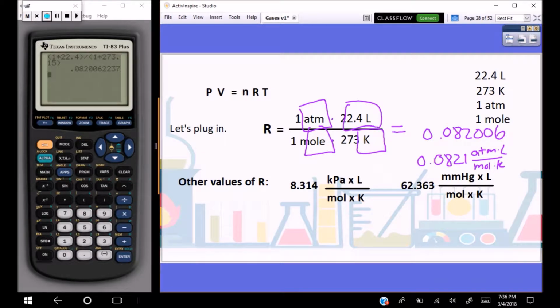Okay? And it comes from the fact that we rearranged the gas law to be pressure times volume over moles times temperature. And those are the respective units for each.